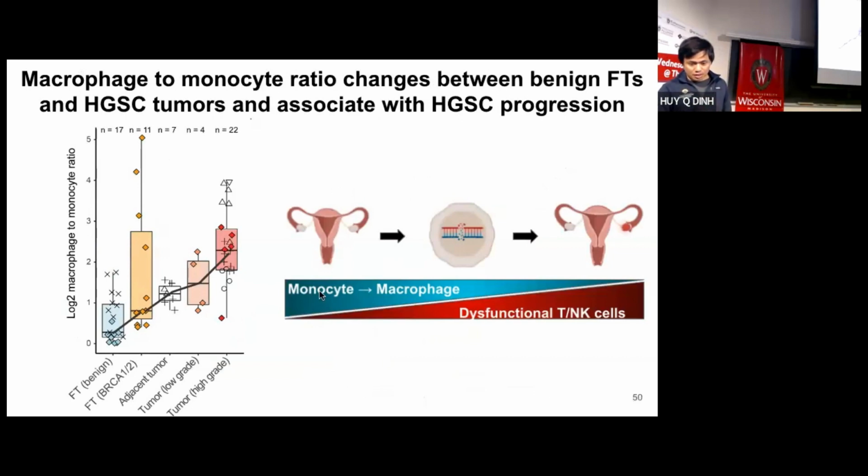Another piece of data: we found that the link of monocyte and macrophage from benign to the patient who has the high risk, carrying BRCA1, BRCA2, and the cancers are linked with dysfunctional T and NK cell. So more monocyte, less dysfunctional T and NK cell; more macrophage, more dysfunctional T and NK cell. So we think the tissue microenvironment is already seeding a pro-tumoral state in the tissue before they develop to be the cancers where the cancer develops in ovarian.